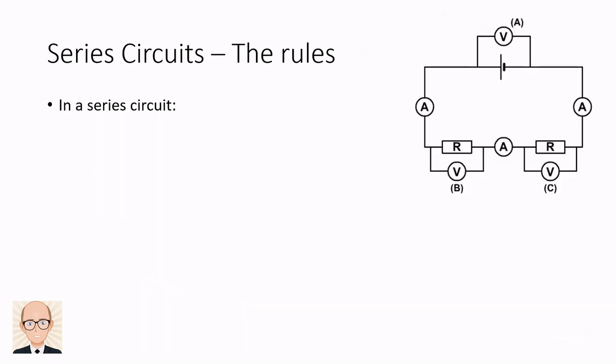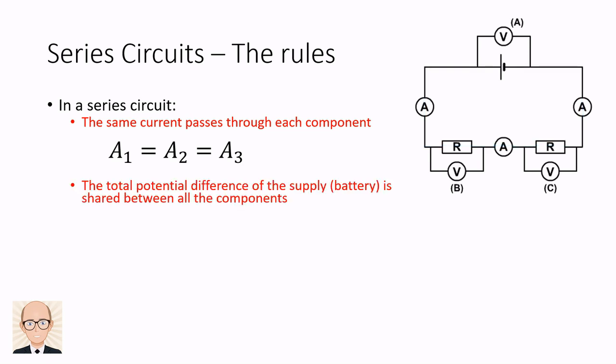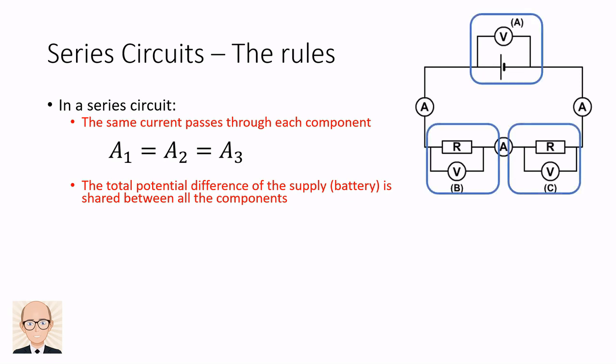So let's summarize series circuits for a second. The same current passes through each part of the circuit. So the current through ammeter 1 will equal the current through ammeter 2 and also through ammeter 3. The total potential difference of the supply is shared between all components in the circuit. So the total potential difference of the battery will equal the potential difference across each component added together.